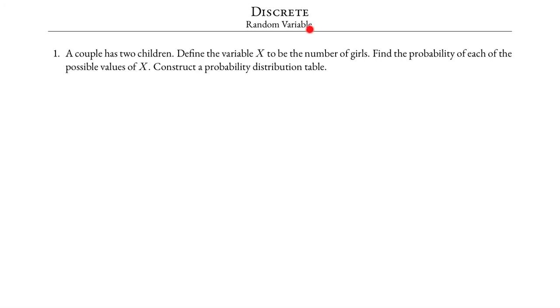Discrete random variable. A couple has two children. Define the variable x to be the number of girls. Find the probability of each of the possible values of x. Construct a probability distribution table.